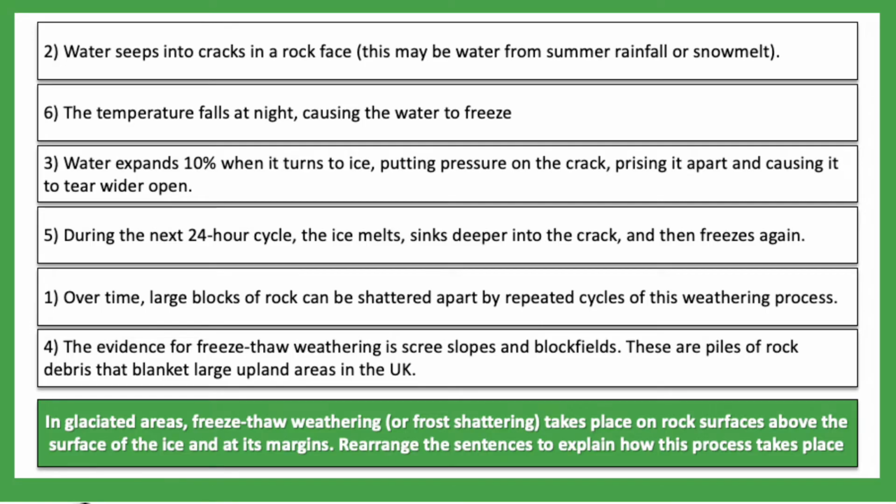Over time, large blocks of rock can be shattered apart by repeated cycles of this weathering process, and the evidence for freeze-thaw weathering is scree slopes and block fields. These are piles of rock debris that blanket large upland areas in the UK. So well done if you got those correct.